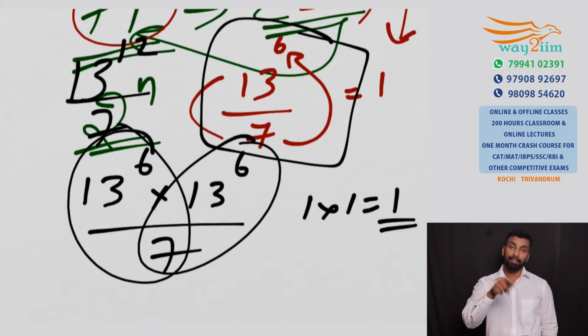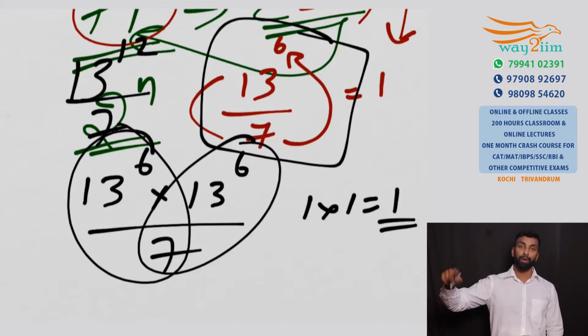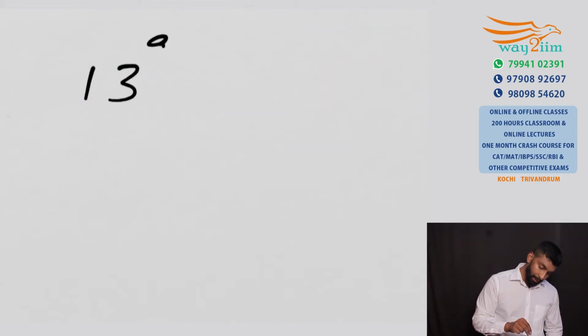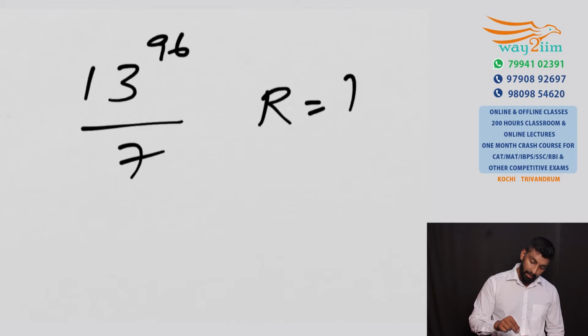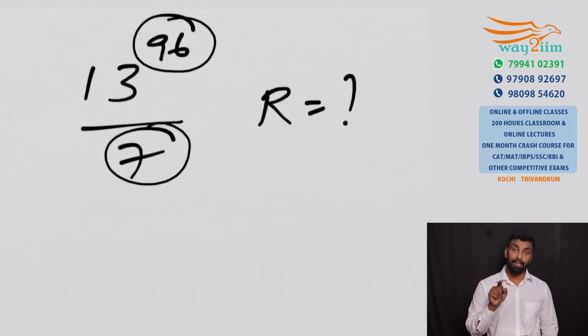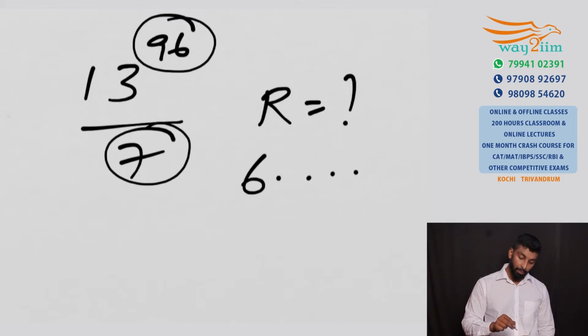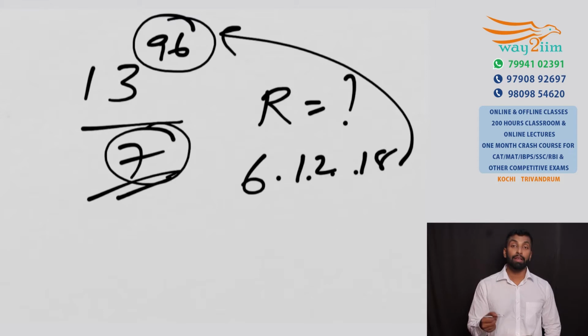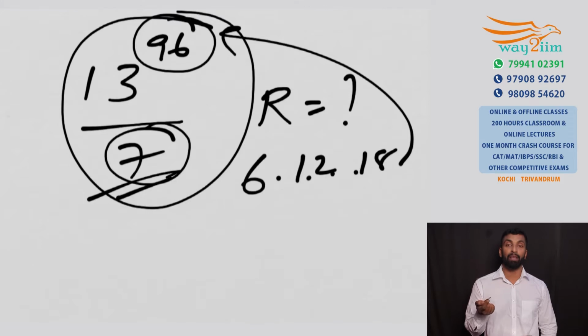Then I told you anything which is coming in this series, like 6, 12, 18, 42, 84 or whatever it is, or 96 for that matter, the remainder will be 1, right? So if you write 13 raised to 96 by 7, the remainder is what? 1. The reason is 96 is a part of the series if you form a series with the number 6, 12, 18. It's a multiple of 6, I can put it that way. And what is 6? 6 is nothing but Euler's number of 7, right? So I understood that 13 raised to 96 by 7, remainder will be 1.